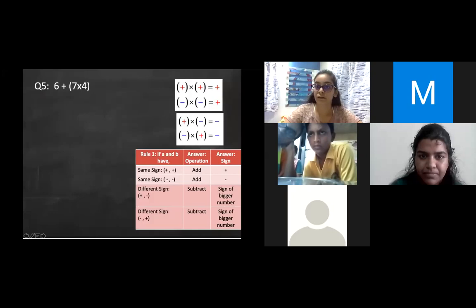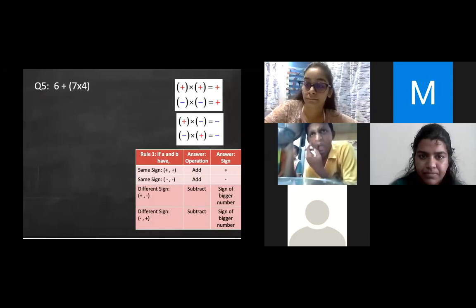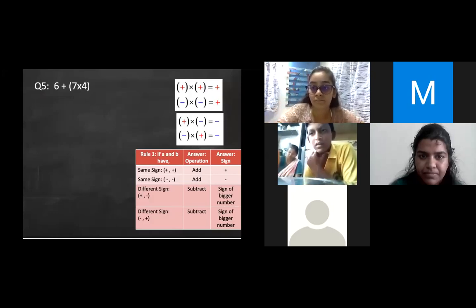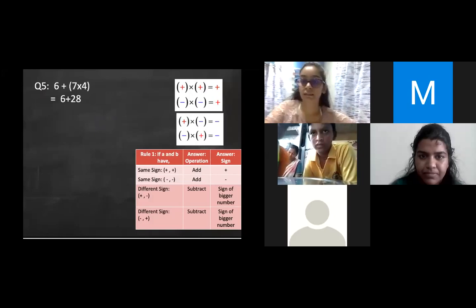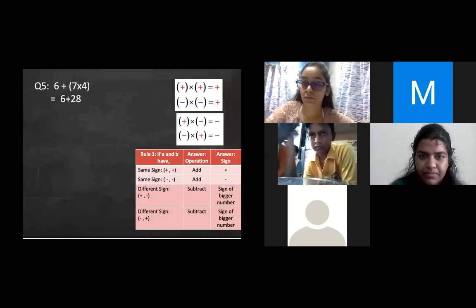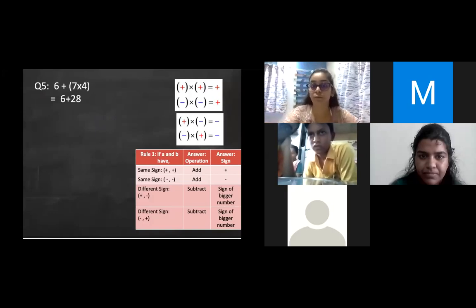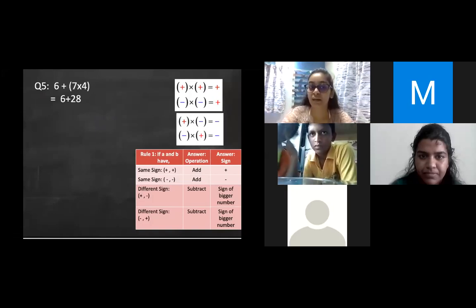Positive. Correct. So when you multiply 7 and 4, what do you get? 7 multiplied by 4. 28. Positive 28. Very good. So now the question becomes 6 plus positive 28, right? We've not written positive 28 because there was a plus sign in front of it, right? That is why we've written it.